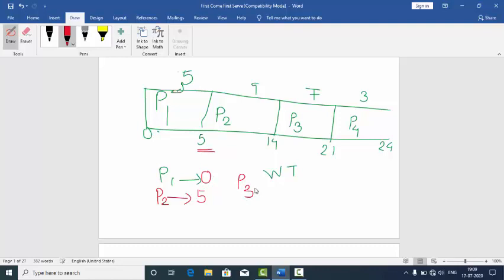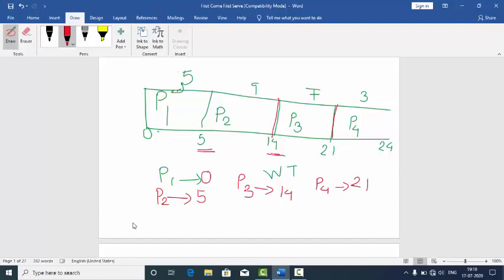Then P3. In P3 what happens? P3 will wait until P1 and P2 have completed their execution. So the total of these timings, 5 and 9, is your 14. So P3 is waiting for how many milliseconds? 14 milliseconds. Starting time ही आप देख लो, आपको कैलकुलेशन की ज़रूरत नहीं पड़ेगी. Then P4 waiting time कितना है? P4 का waiting time है 21.